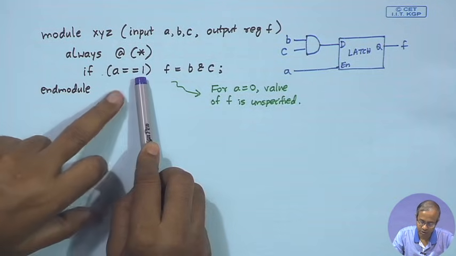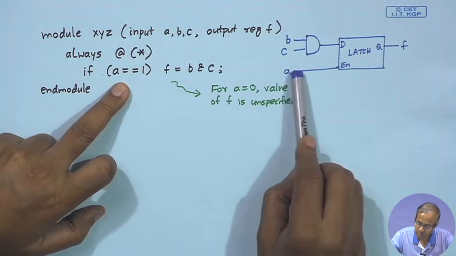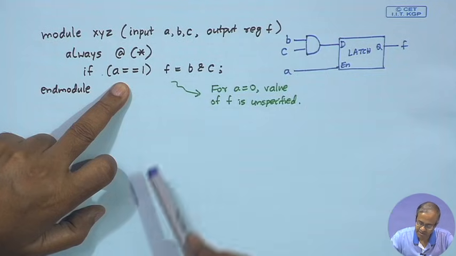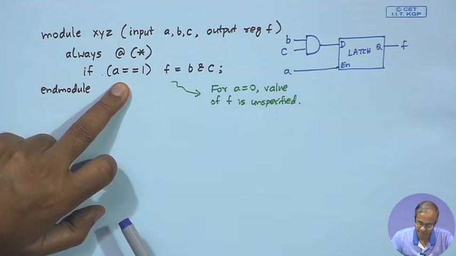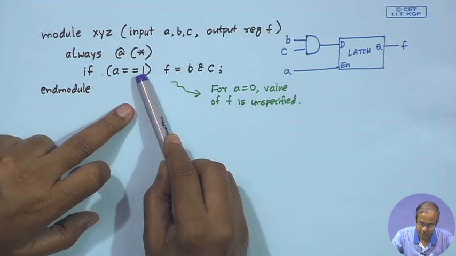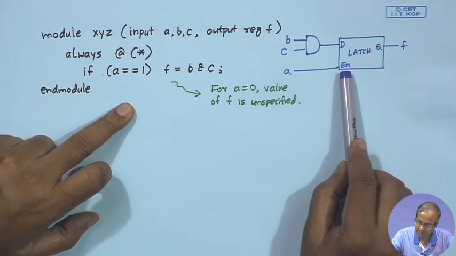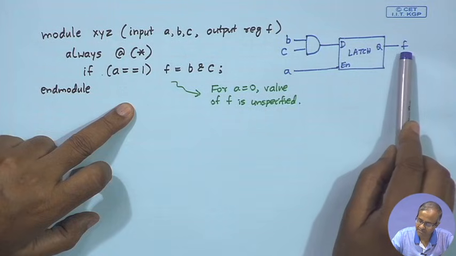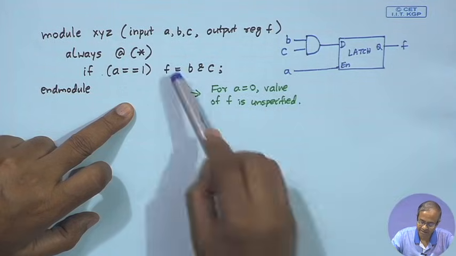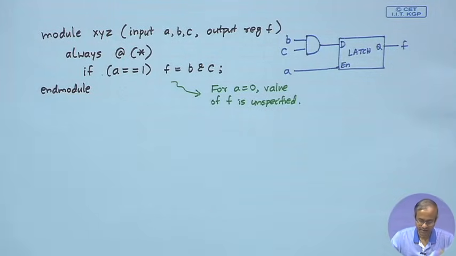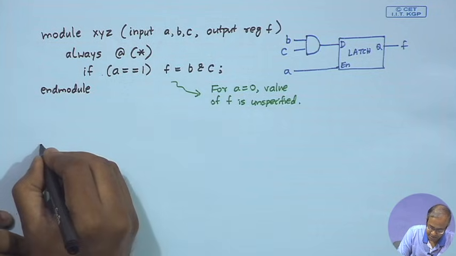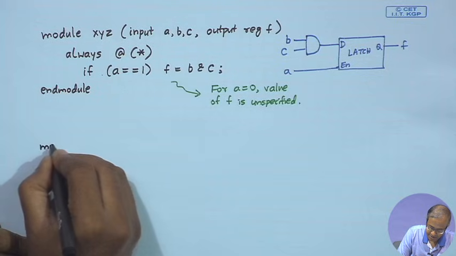Whenever A equal to 1, this enable will be active and B C will be stored in the latch and that will be available on F. But if A equal to 0, which means you are not enabling the latch, your previous value stored in the latch will remain in F. Okay? This is what you wanted. Now, let us look at a slightly modified version of the description.